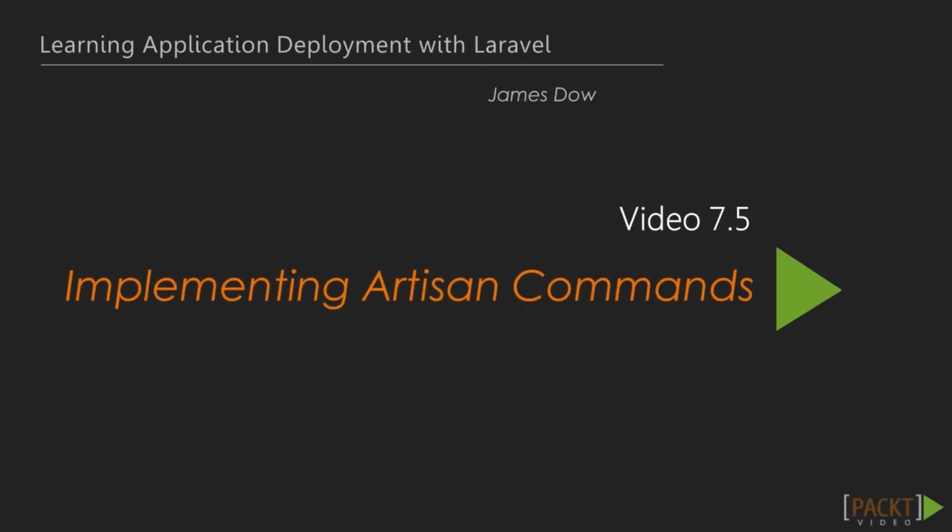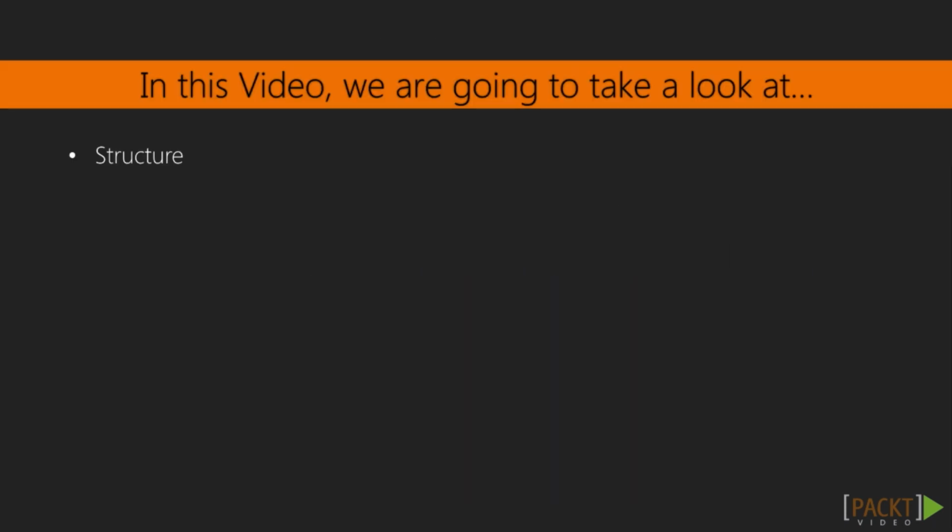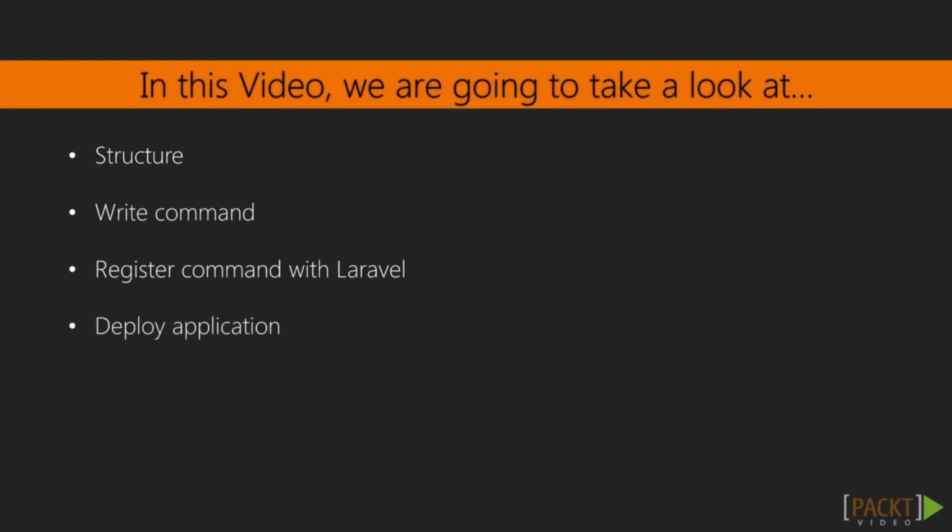It's great to have you back. This is the final video of section 7 called Implementing Artisan Commands. In the last video, we learned how to use a personal server to host our Laravel application. In this video, we're going to learn how to deploy an application through the terminal using Laravel's artisan commands. We'll look briefly at the structure before writing the command, and then we'll have to register it within our app before we can use it. We'll then deploy our application.